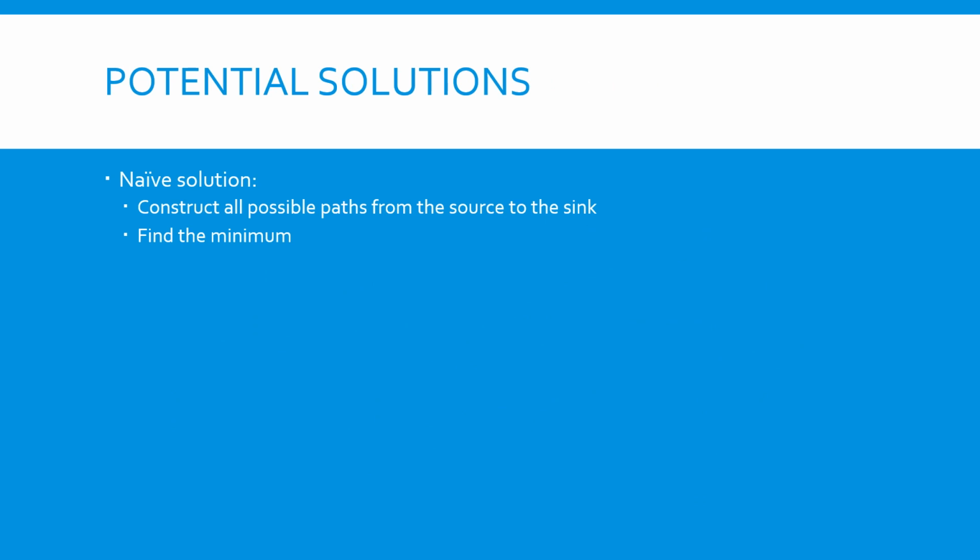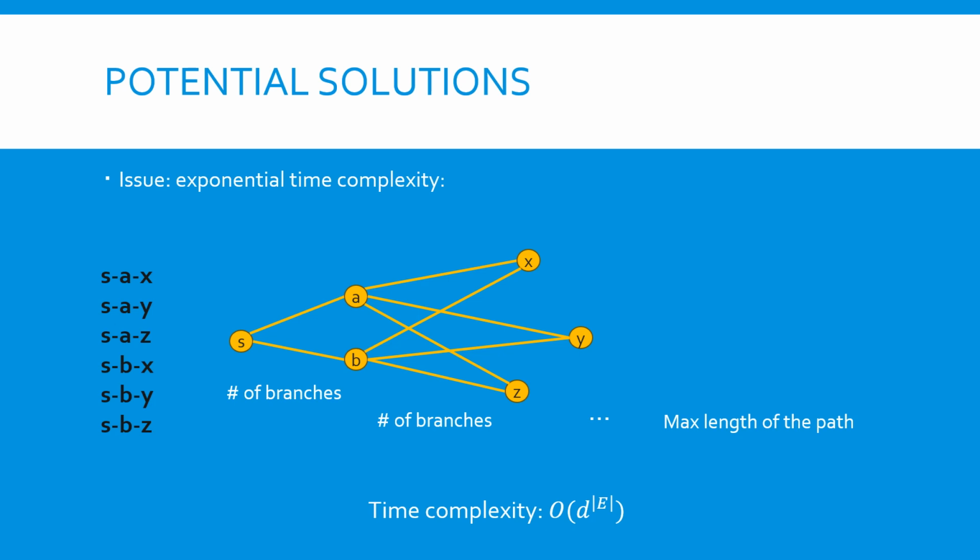Let's consider some possible solutions to the problem. A naive solution is to enumerate all possible paths between the source and the sink, compute their total weights, and find the shortest path. However, this approach is inefficient. For example, we can construct 6 paths from the graph shown here, such as SAX, SAY, and so on. At each branching node, we can extend the path by choosing any of the outgoing edges. For example, at node S, we could extend the path with the SA edge or the SB edge. Similarly, at node A, we could extend the path with the AX, AY, or AZ edge.